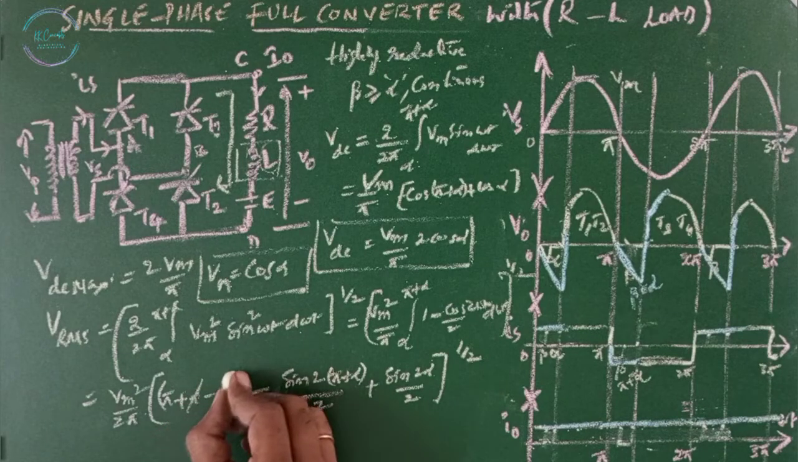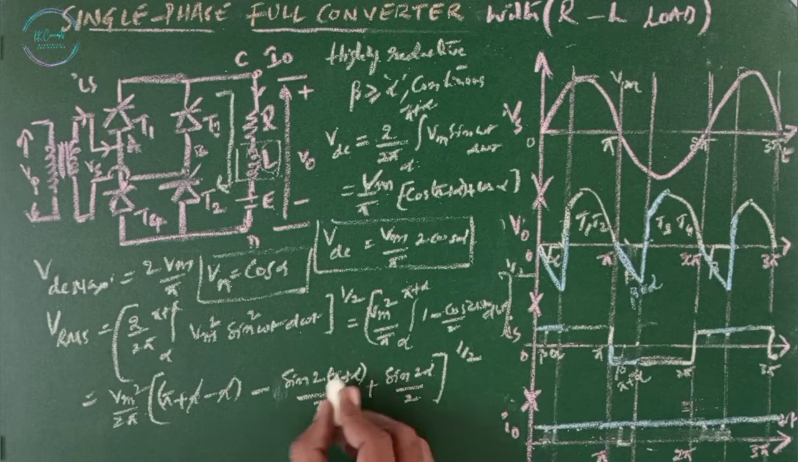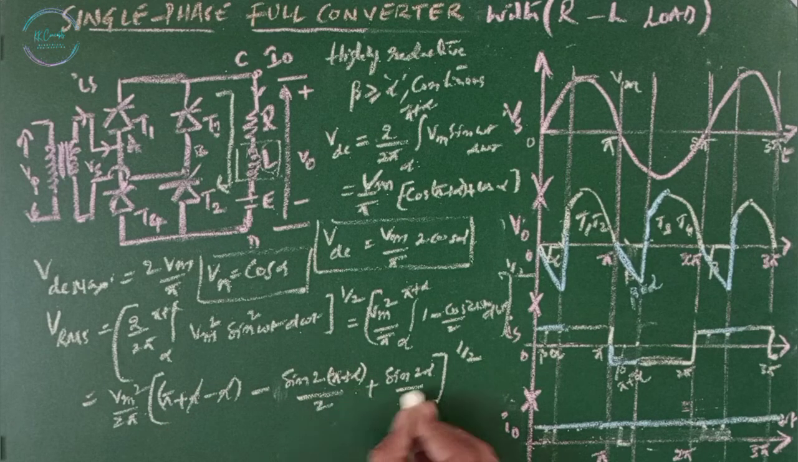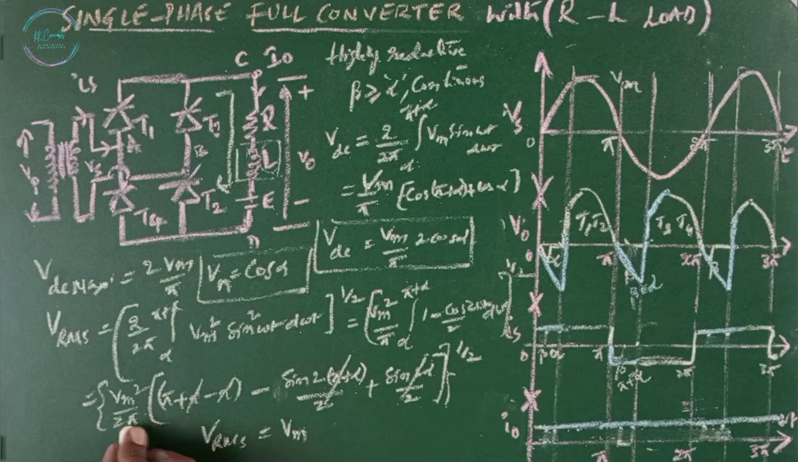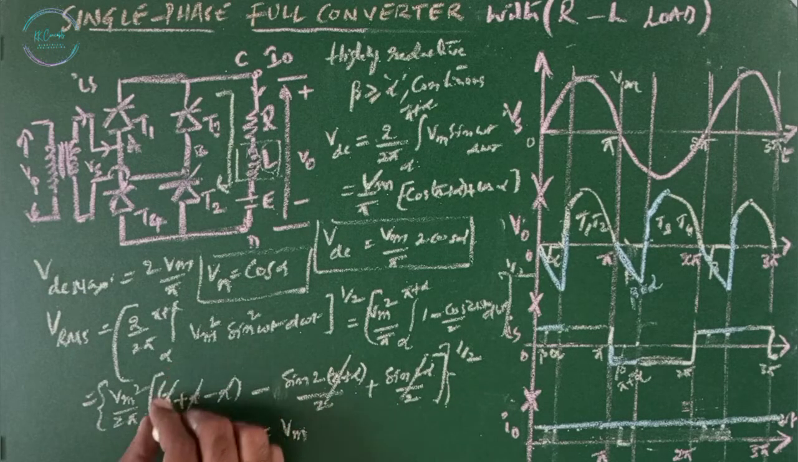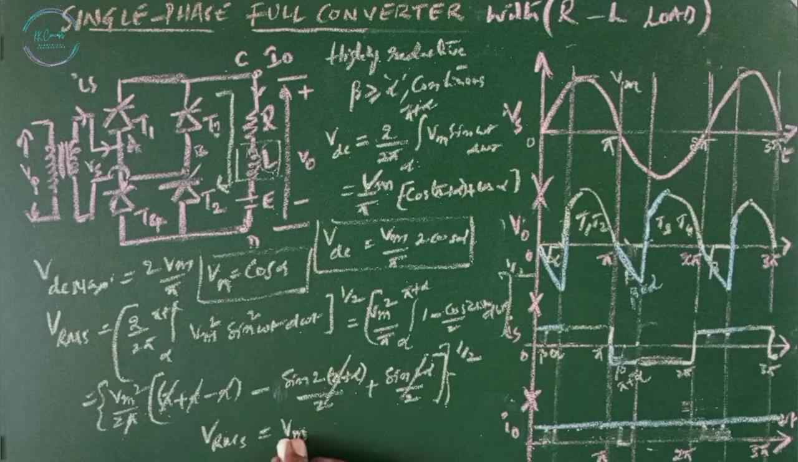And pi gets cancelled. Here also, minus sine 2 alpha by 2 plus sine 2 alpha by 2 gets cancelled. Then you are going to get V RMS equals, with the whole thing under the square root, Vm, and here only pi is remaining, so pi gets cancelled. Then Vm by 2 is under the square root, so root 2. This is our RMS output voltage.